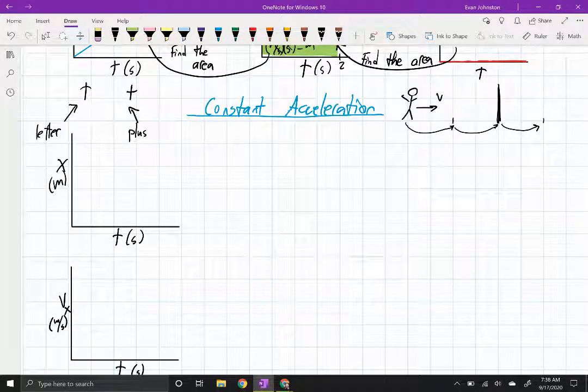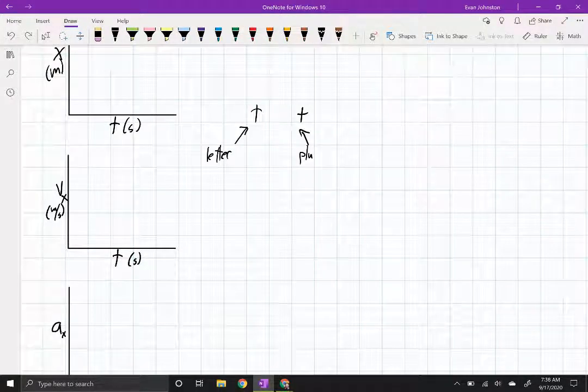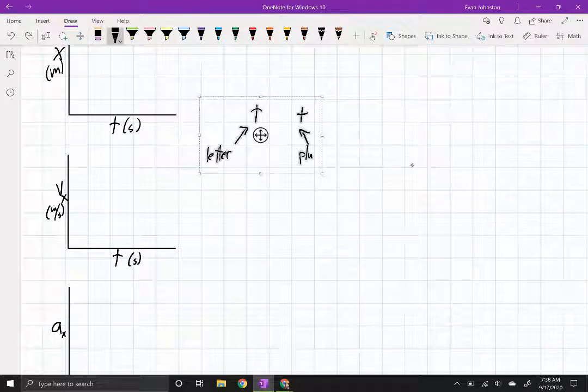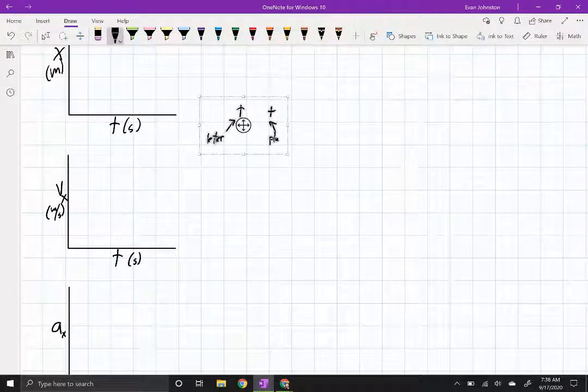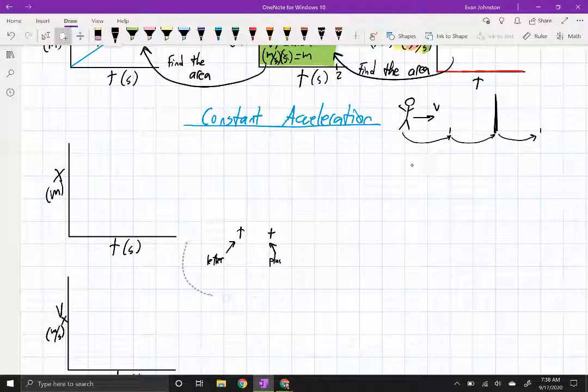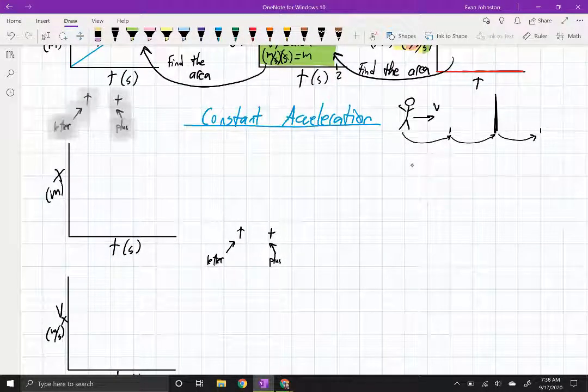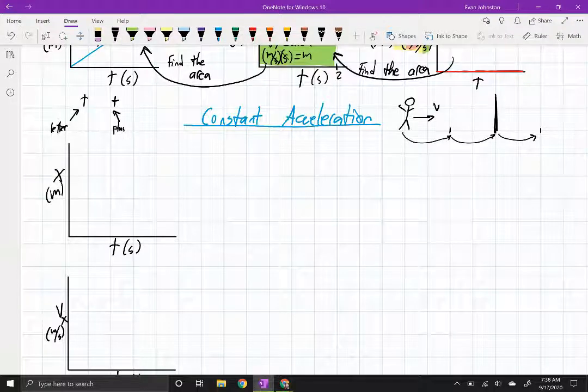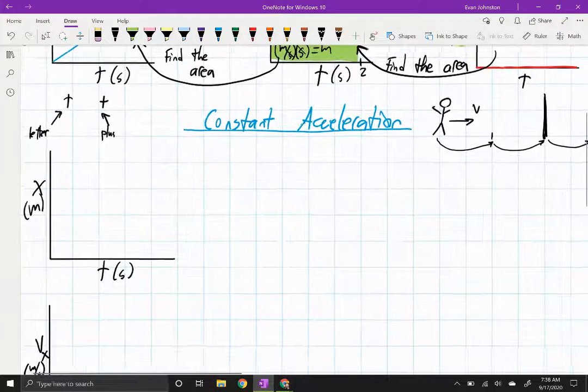Oh, no, now I didn't want to do that. Let's make it a little bit smaller, so it's just kind of hidden a little more, I guess. So there. That's a plus, and that one is a letter. That's kind of just the structure for me to help save you from some confusion. So let's think about if I had constant acceleration here.